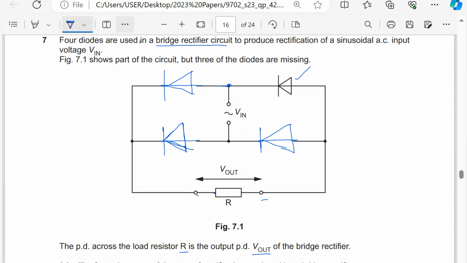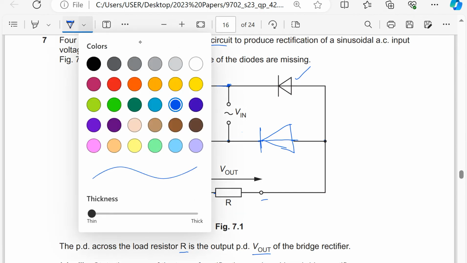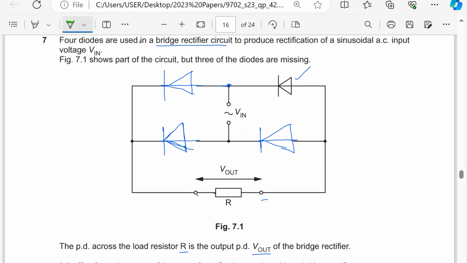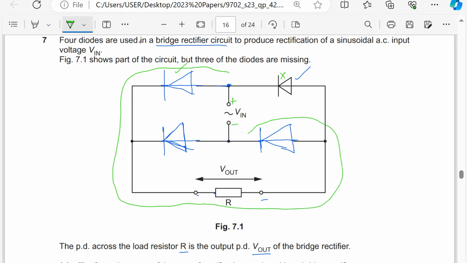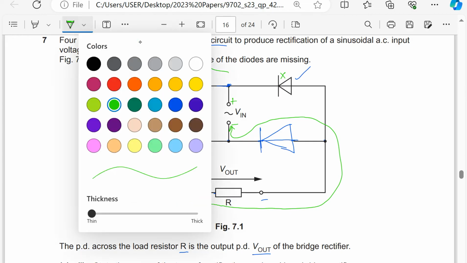So for the first half cycle, I'll use a different color to see if there is a complete circuit here for conduction. So supposing this is positive, this is negative. So current will not take this route. It will flow in this route. So the current will flow in this direction, take this route, come to the load, take this route up to the negative. So that cycle is complete. So this will not conduct and this one does not conduct. Those two conduct.